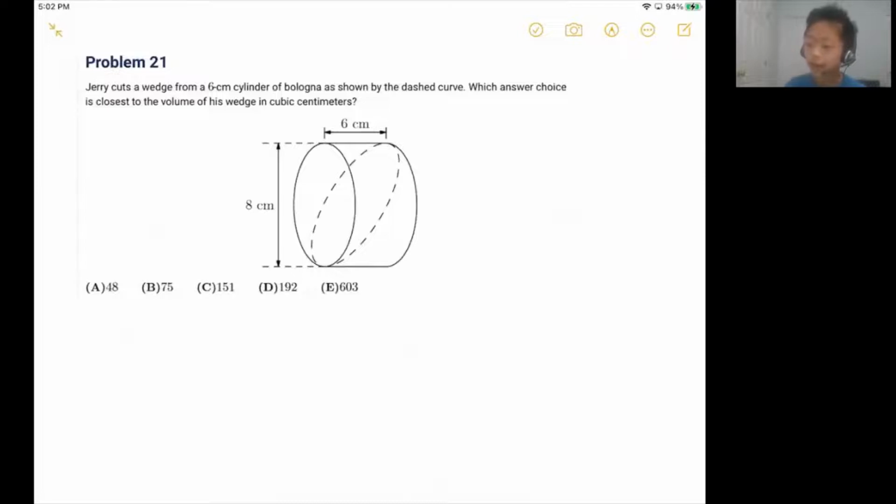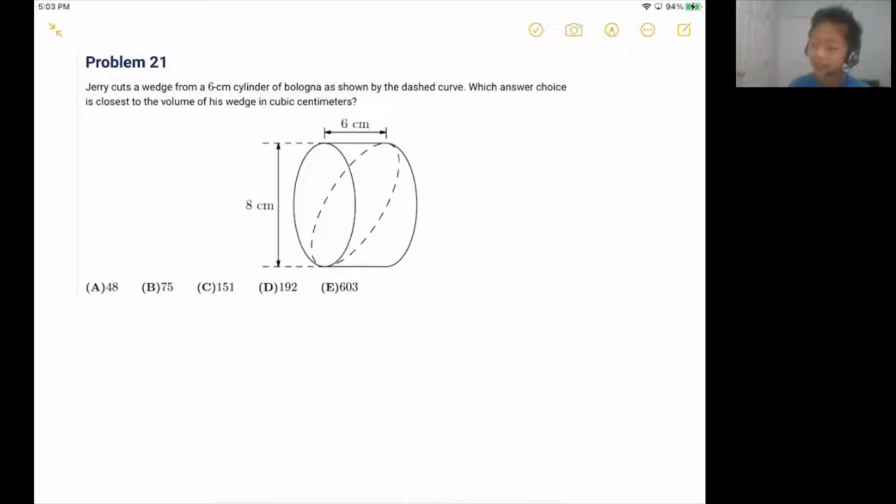Question number 21 is a 3D geometry problem. So here we have Jerry, and he has this 6 centimeter cylinder, and he's just going to essentially cut the cylinder in half, basically. And we want to know which answer choice is closest to the volume of his wedge in cubic centimeters.